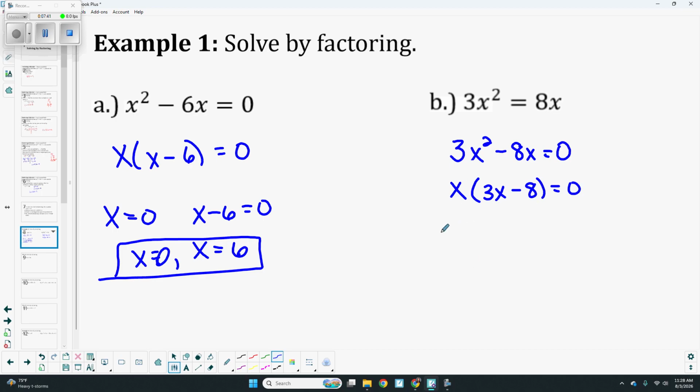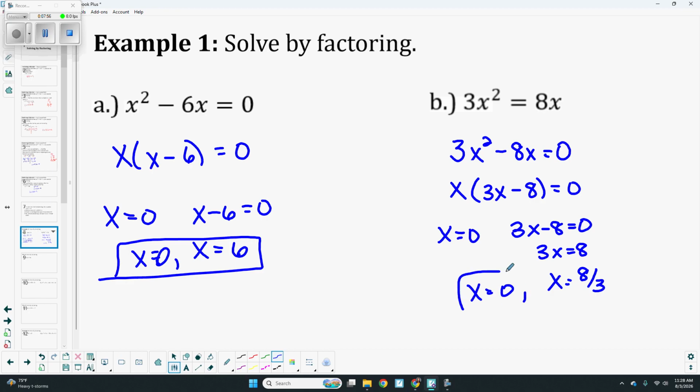So now we're going to have this again, the x equals 0. And I'm going to have 3x minus 8 equals 0. So this we're going to have to do a few steps to solve. Add the 8, divide by the 3. So x would equal 0, and x would equal 8/3.